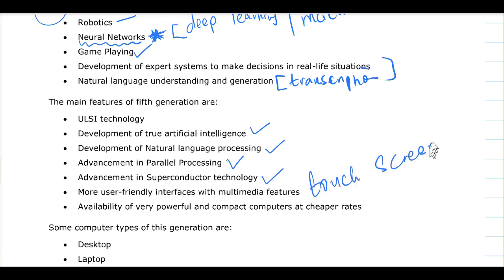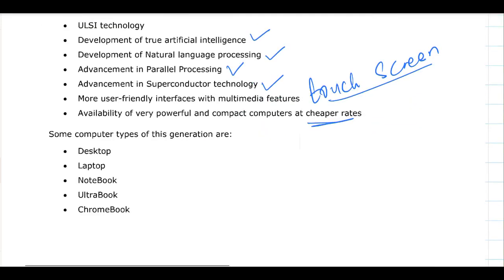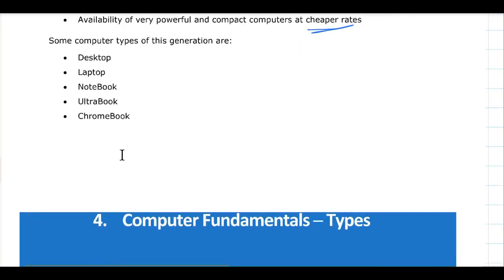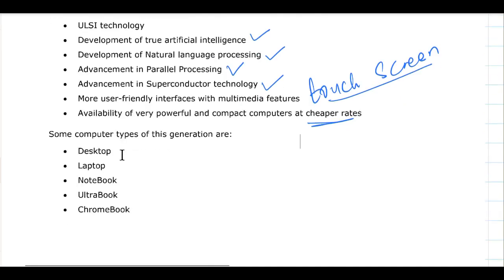In the old days, we used to have only mouse and keyboard. Now we have touch screen. Therefore, you can manipulate text in a very easy way. There is availability of powerful and compact computers at very cheap rates. Computers of the fifth generation include laptops, ultrabooks, Chromebooks, and others. So that covers the section that discusses the fifth generation of computers.